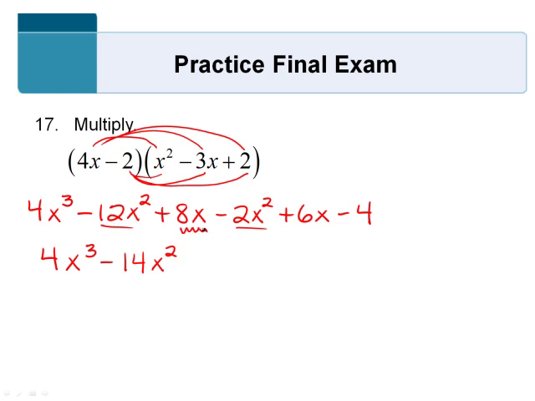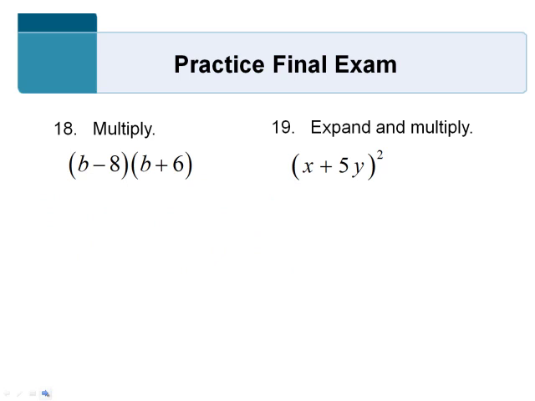And then we have 8x and 6x. Those are like terms. That's also going to give you 14, just plain old x, and then minus 4. So just be real careful about combining your like terms.